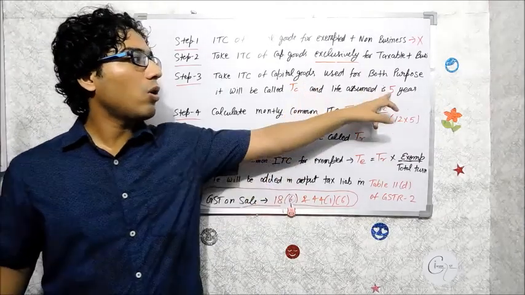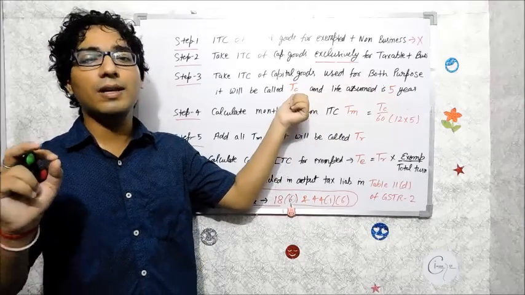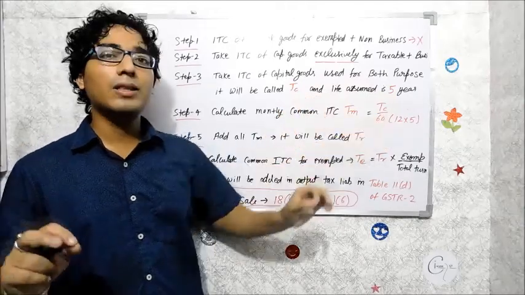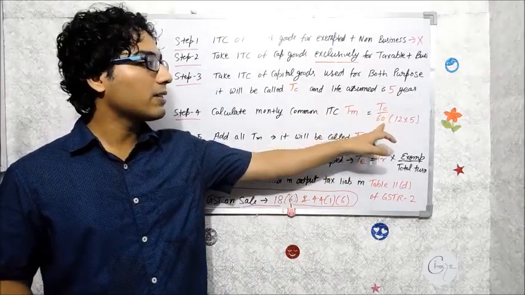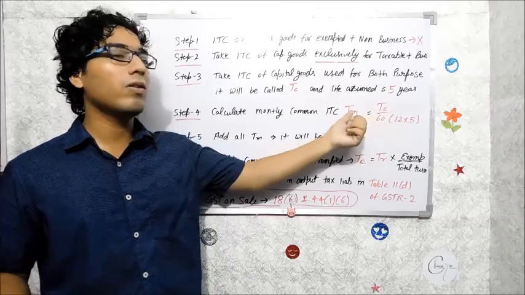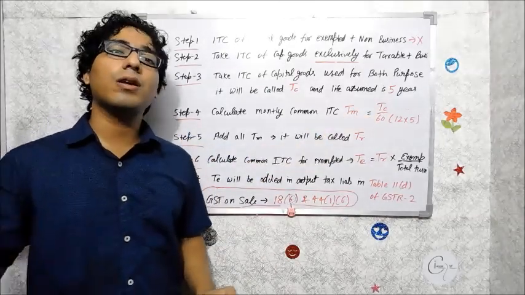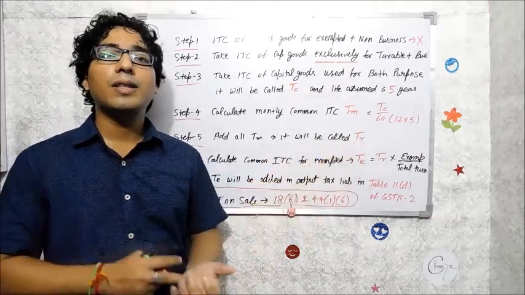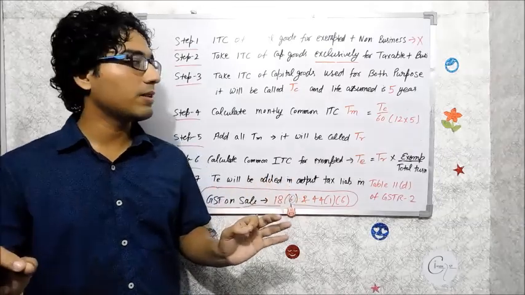Then the law itself says that the life is 5 years and the amount of input tax credit will be TC. After that, calculate the monthly input tax credit of that capital goods by dividing the TC by 60. That amount will be called the TM. Now add all the TM for all the capital goods. That will be called TR. TR is the monthly input tax credit of all the capital goods used for both purposes.